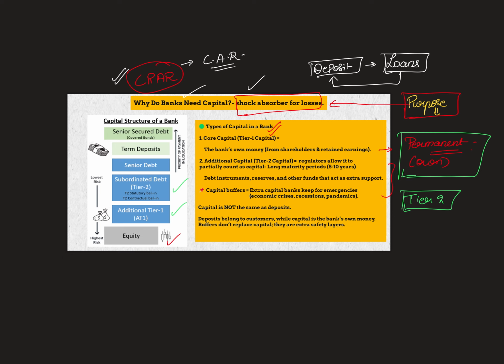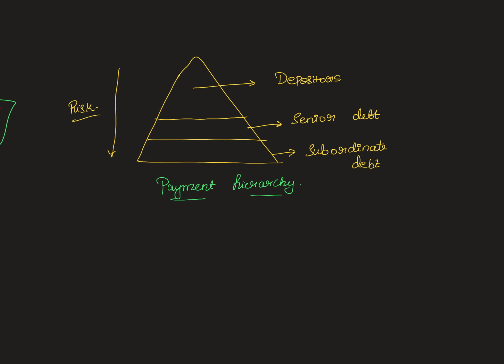Now, tier 2 capital is simply like a backup generator. When power is off, you need a generator, right? So tier 2 capital is like that. It includes things like subordinated debt. Now, let's say, for example, to understand this concept of subordinated debt, which is a part of the tier 2 capital, I want you to understand a fancy term called payment hierarchy, which is nothing but a way to say who gets paid first in terms of a crisis.